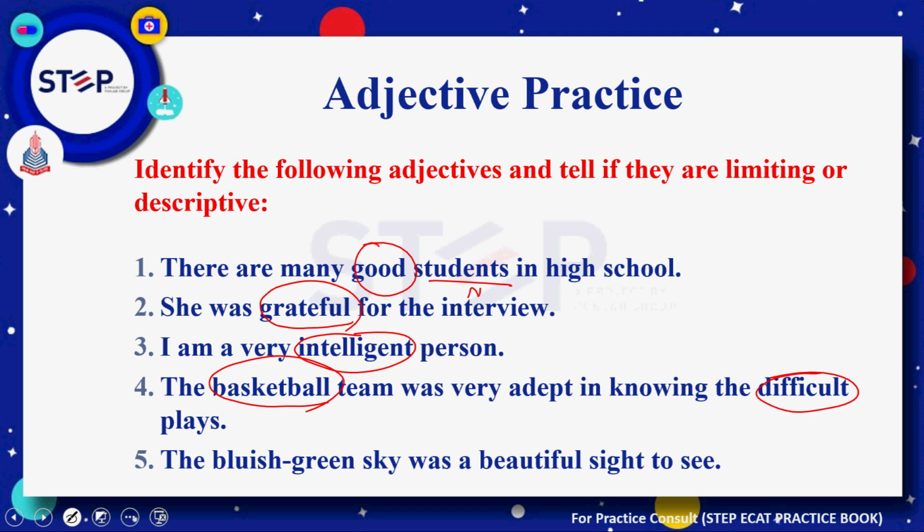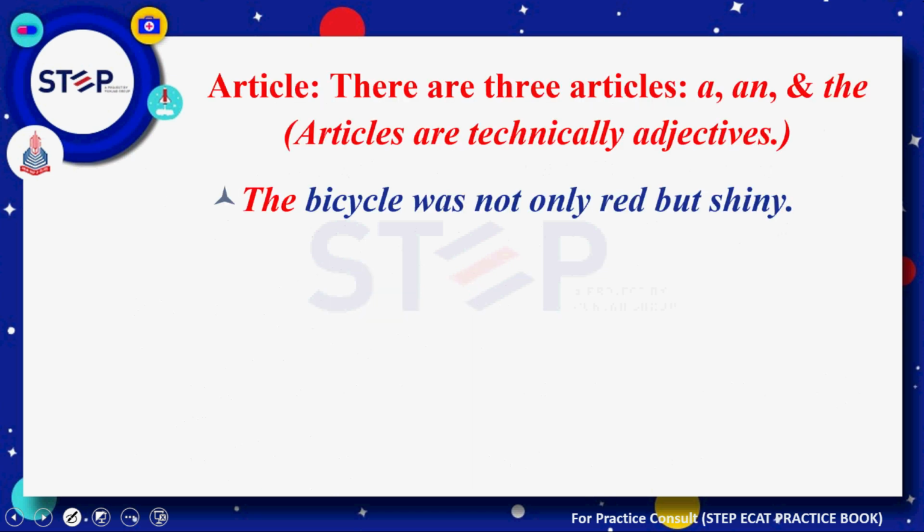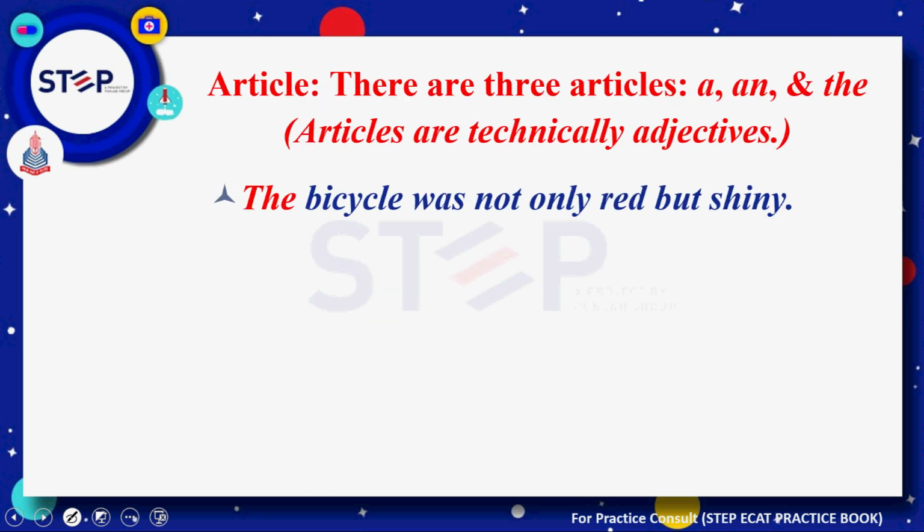"The bluish green sky was a beautiful sight to see." So "bluish green" is a kind of compound adjective because two words are used. It's defining "sky." "A beautiful sight," and this "beautiful" is also an adjective because it's defining "sight." Then article, as I told you earlier, may or may not be considered a separate part of speech. Some people consider it a separate part of speech, but some other people consider it part of one type of adjective. There are three articles: a, an, and the. Articles are technically adjectives.